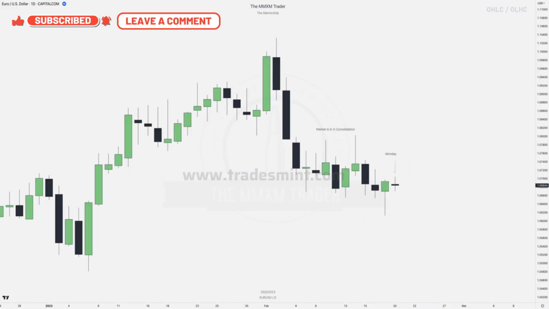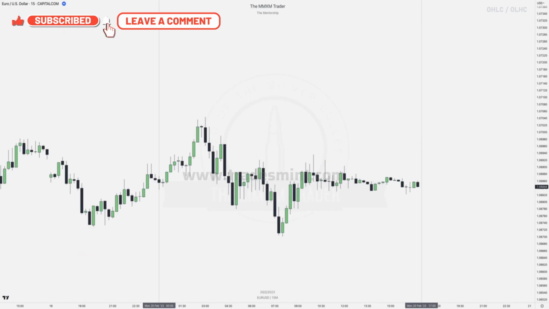Now let's talk about a consolidation candle or an indecisional candle, right? So the market obviously has to be in a consolidation and the market has no clue where it wants to go next, thus creating an indecisional candle. So how does that look on an intraday chart?